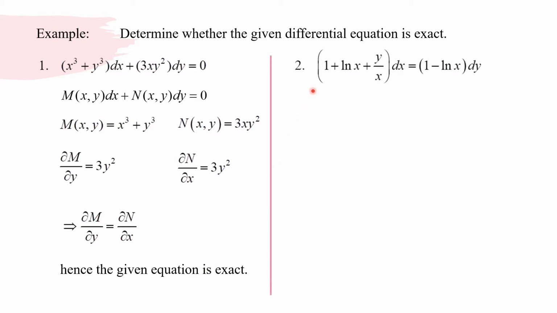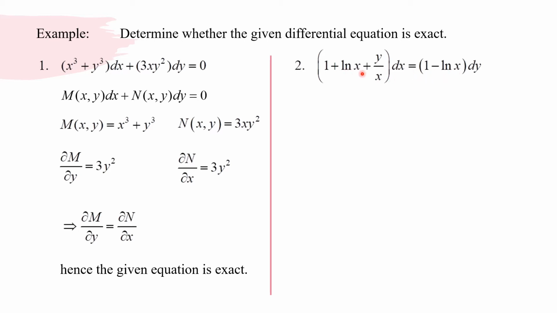Second problem, (1 plus ln x plus y over x) dx equals (1 minus ln x) dy. Okay, now ln x, that means you are assuming here that x has to be positive because ln of a negative number is undefined. So here we assume that x is positive.